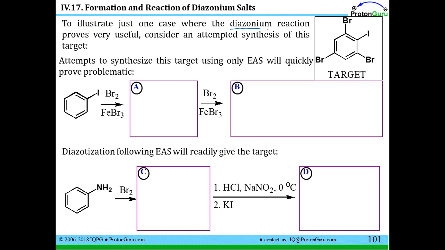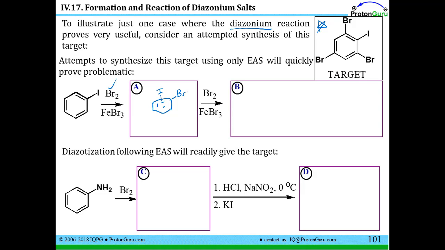So why would someone ever go to this trouble and danger of making these diazonium salts to do a reaction like this? Well, let's say we're trying to make this compound. We're trying to put 3 bromines and iodine on a benzene ring in this particular isomer. You might say, well, okay, I'm going to take my iodobenzene, which I can buy from a chemical company. I'm going to react with Br2 with iron bromide. Well, I'm going to have the first bromine directed ortho or para to that iodine. So maybe it goes ortho.